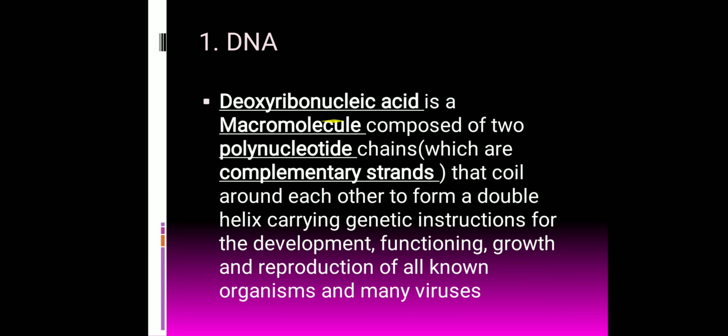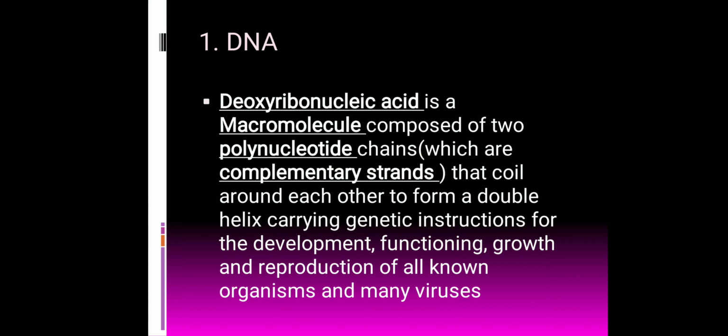DNA stands for deoxyribonucleic acid. It is a macromolecule. Macromolecule means polymer, just like a polymer. So many monomers join together to form a macromolecule. The monomer here is the nucleotide. So many nucleotides joining together to form the macromolecule is the polynucleotide chain, which are complementary strands.